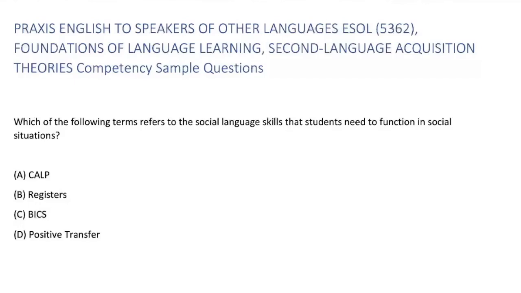Which of the following terms refers to the social language skills that students need to function in social situations? Would it be A, CALP, B, registers, C, BICS, or D, positive transfer? Let's keep in mind that we're looking for the term that refers to social language skills that students need to function in social situations. And with that in mind, we can eliminate B, registers, and D, positive transfer.